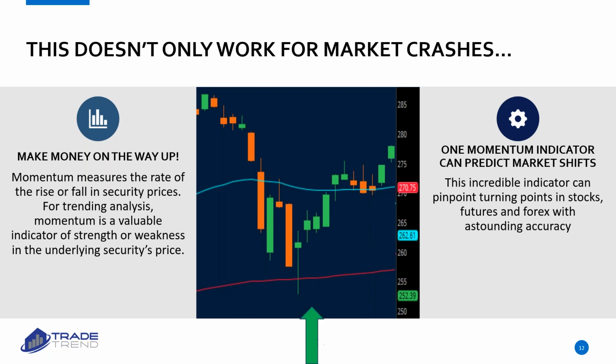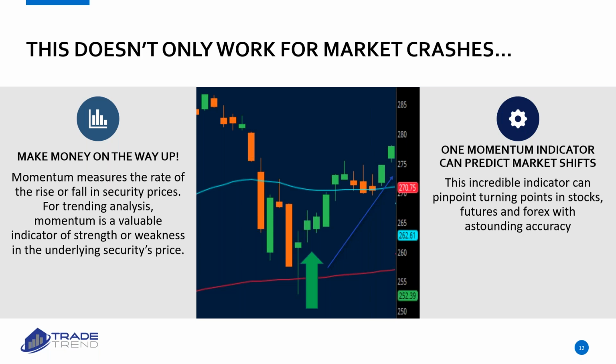And then the momentum indicator that we're going to look at today predicts the shift near the bottom, and the market turns around. Buyers are coming in and driving prices back up, and now we have a new trend to the upside. Okay, so this one incredible indicator that we're going to look at today actually pinpointed this turning point, and it can do it with stocks, futures, forex, and it can do it with astounding accuracy. And you guys, when you learn this and how to use it, will be blown away.